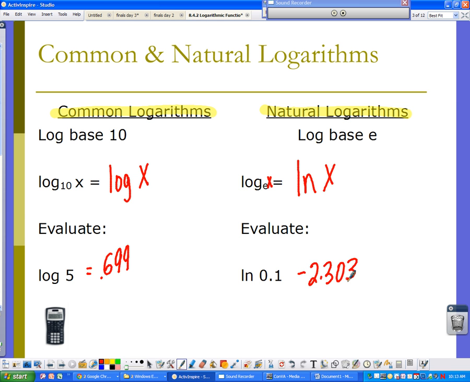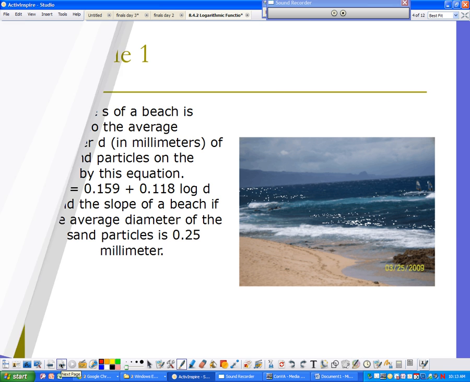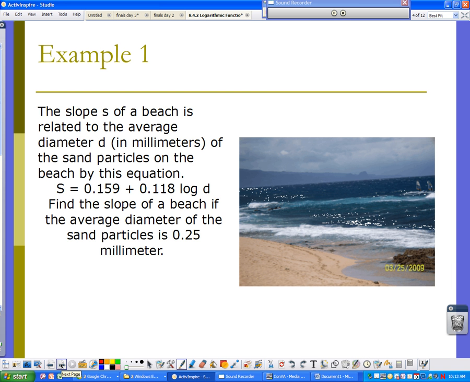So let's look at an example of when we'd actually use this in the real world. Here's our example number 1, and it says the slope s of a beach is related to the average diameter d in millimeters of the sand particles in the beach by the equation. Most of the problems you're going to have involve an equation. The slope of the beach equals 0.15 plus 0.118 log d. Now remember, since I don't have a base down here, that would be a common log.